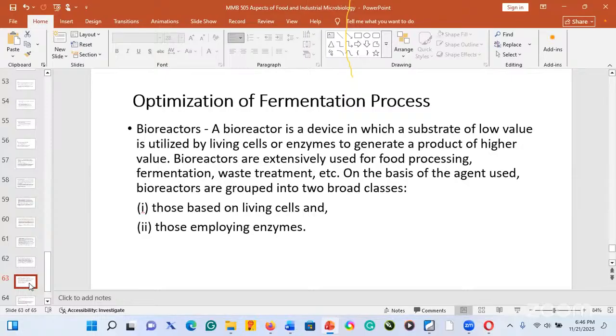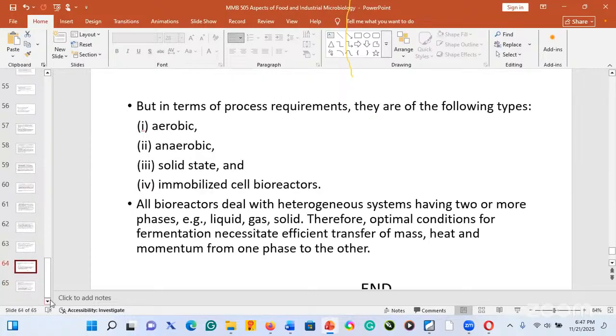And of course, how is this process optimized? The process is optimized by the use of bioreactors. A bioreactor is a device in which a substrate of low value is utilized by living cells or enzymes to generate a product of higher value. These bioreactors are extensively used for food processing, fermentation, waste treatment, etc. On the basis of agent used, bioreactors are divided into two categories: those based on living cells, and those employing enzymes. In terms of process requirement, they can be aerobic, anaerobic, solid state, or immobilized cell bioreactors.